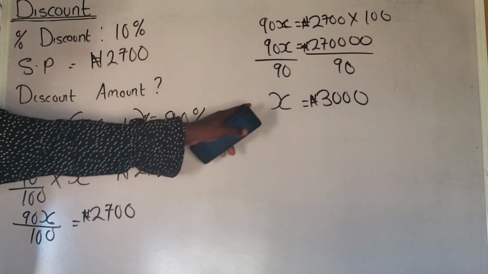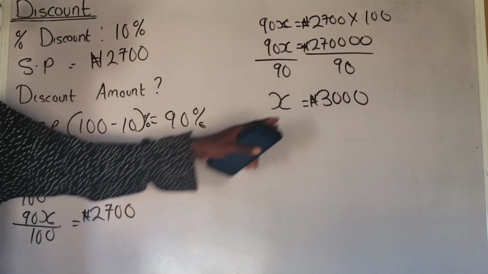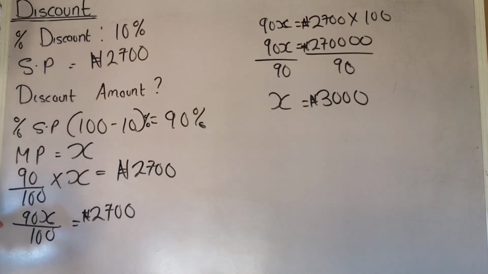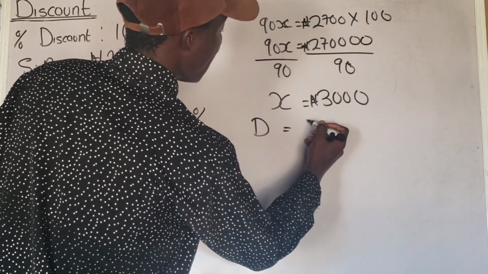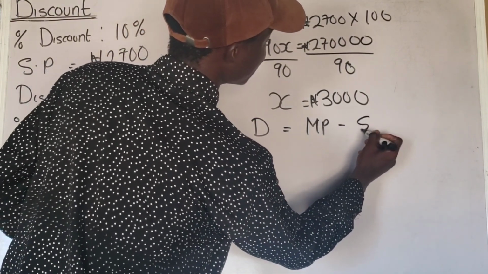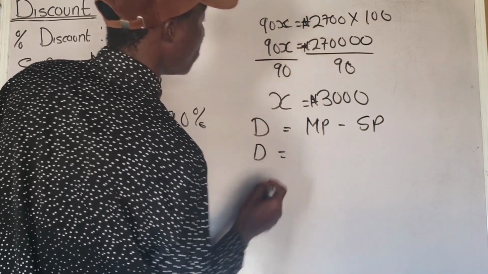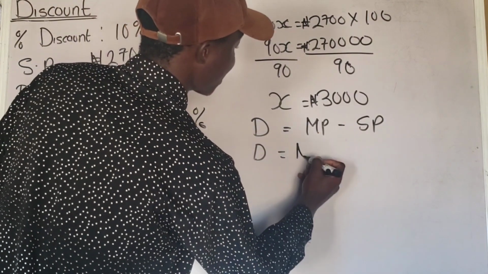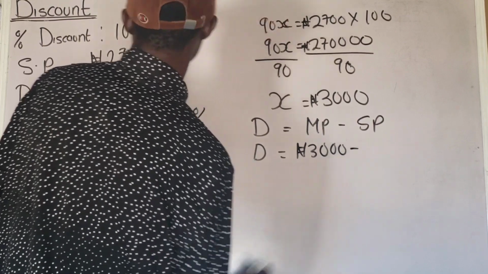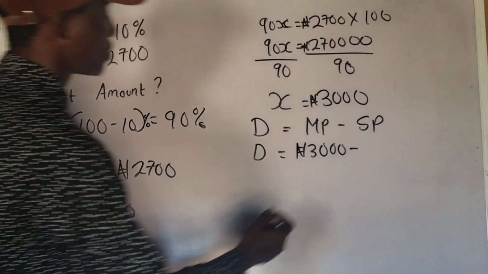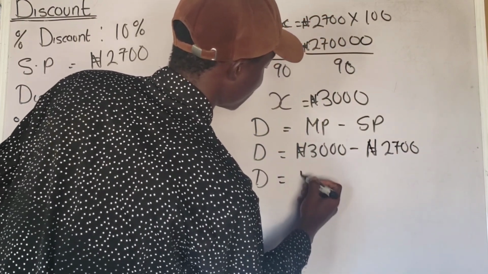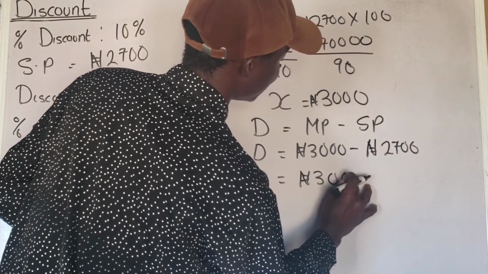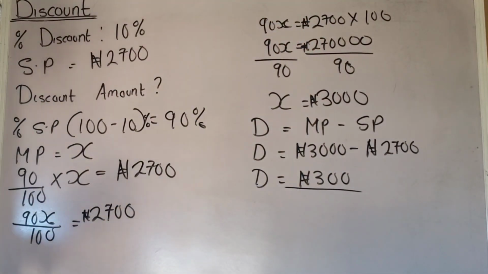Now we have known the value of the mark price. The mark price or the listing price is what? 3,000 naira. Now we want to calculate the discount amount. The discount, D, is equal to the mark price minus the selling price. D is equal to 3,000 naira minus the selling price, 2,700 naira. So the discount is equal to 300 naira. That is the discount amount, that is what we are asked to determine.